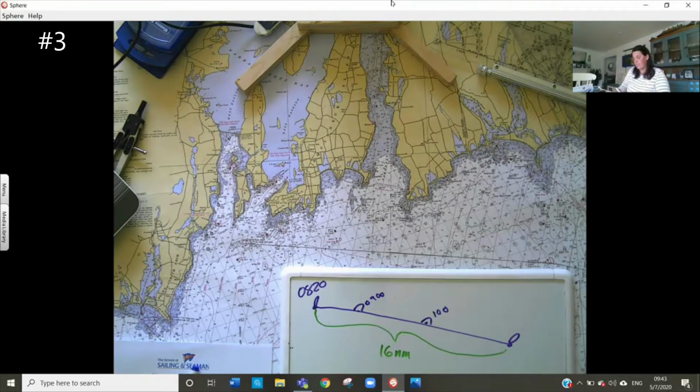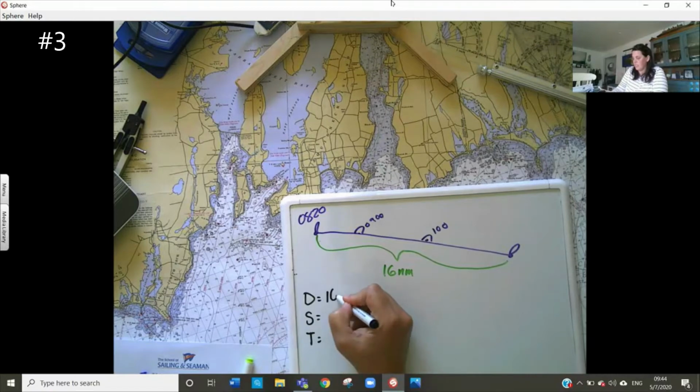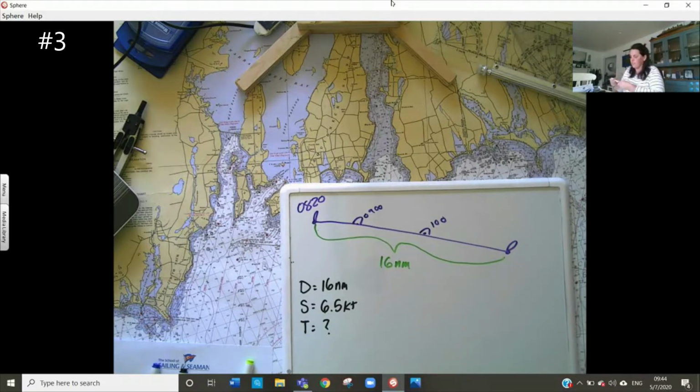So I have distance, I have my speed, I need to know what my time is. So I go back to, so we have distance, speed, and time. Distance is 16 nautical miles, speed is 6.5 knots. My time is my ETA, and that's what's in question. So this time I'm going to try doing the magic circle. See if you guys like that one.